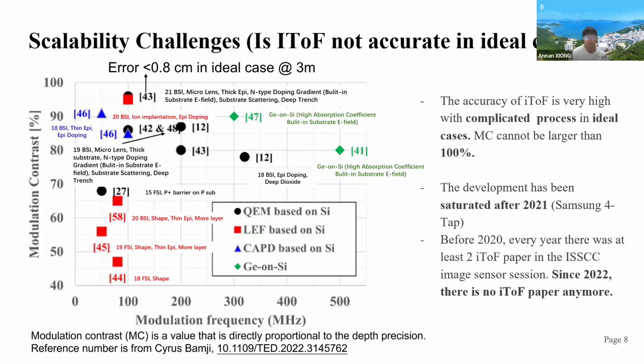Modulation contrast is a value that is directly proportional to the depth precision. If you look at that value, it is almost close to 100%. The thing is, the development of this technology has been saturated after 2020. Before 2020, every year there were at least 2 iToF papers in the ISSCC image sensor session. However, since 2022, there are few iToF papers inside the session.